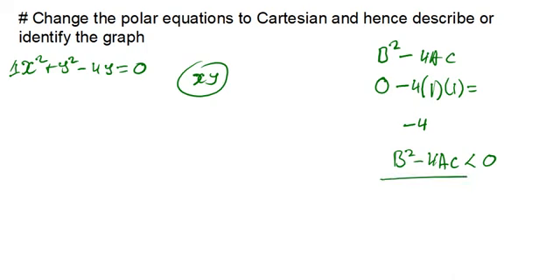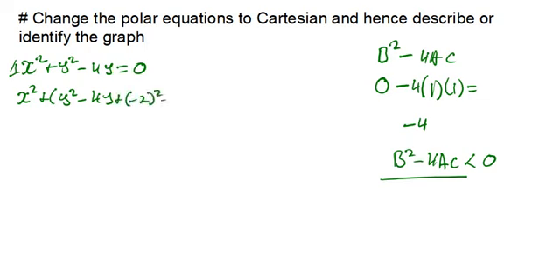Which is an ellipse. But I would want to break down the equation so that I really know what I'm dealing with, because of course it can be an ellipse, but remember that a circle is also an example of an ellipse. So what I need to do here is complete the square for y.